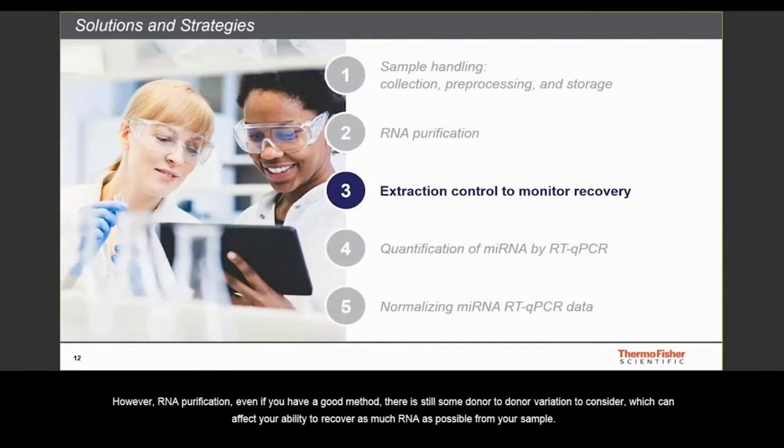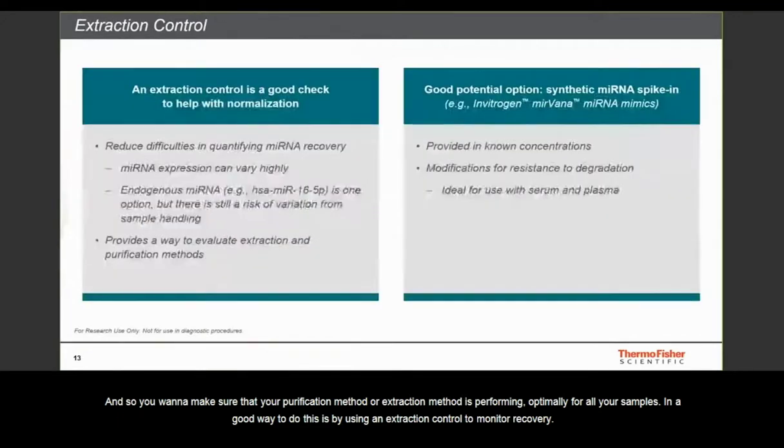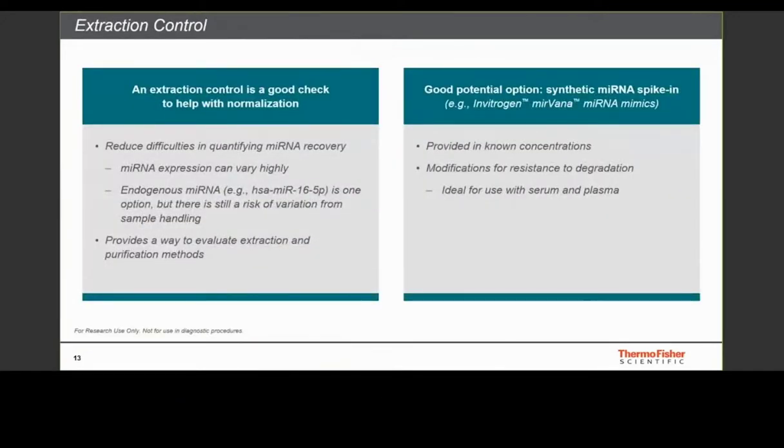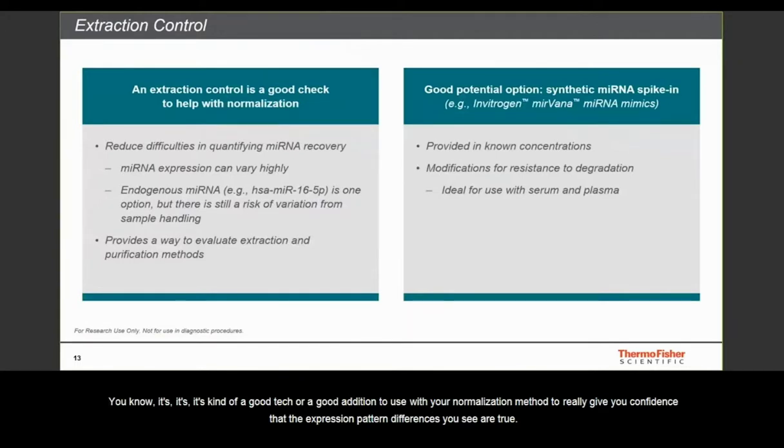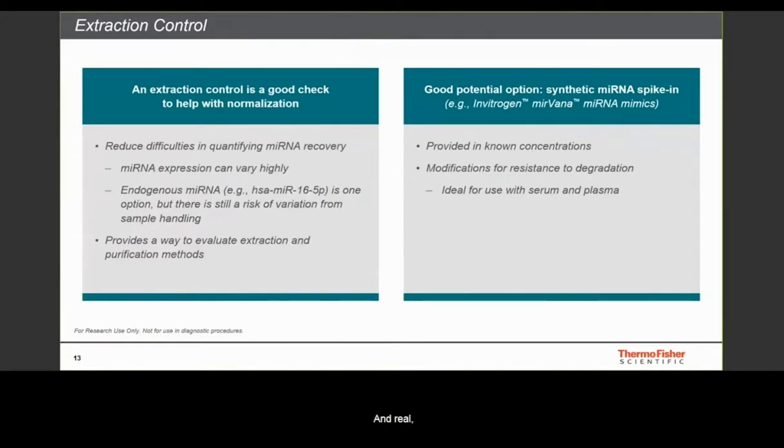As with RNA purification, even if you have a good method, there is still some donor-to-donor variation to consider, which can affect your ability to recover as much RNA as possible from your sample. And so you want to make sure that your purification or extraction method is performing optimally for all your samples. A good way to do this is by using an extraction control to monitor recovery. It's a good addition to use with your normalization method to really give you confidence that the expression pattern differences you see are true and real.